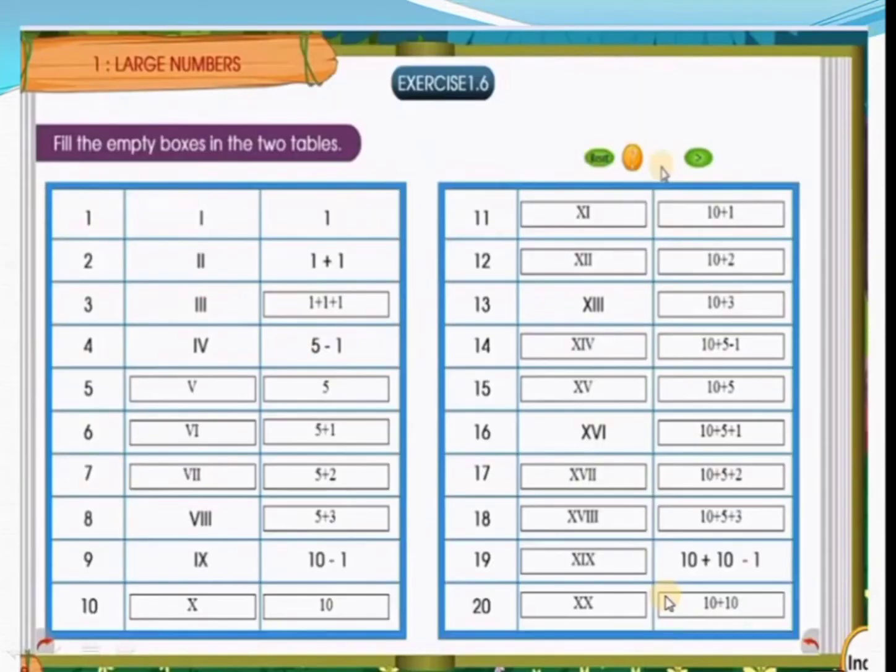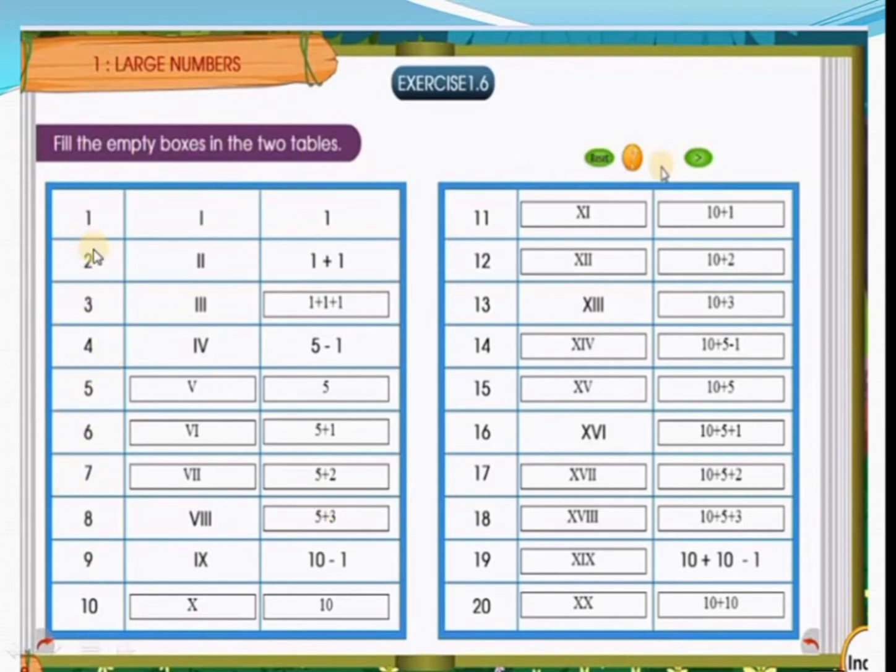So let us solve some exercises. Exercise 1.6. Children, you have to write this in your classwork as well as in your textbook. Understood, no? The first one is to fill the empty boxes in the 2 tables. We have to fill the empty boxes. They are already given in Hindi-Arabic.